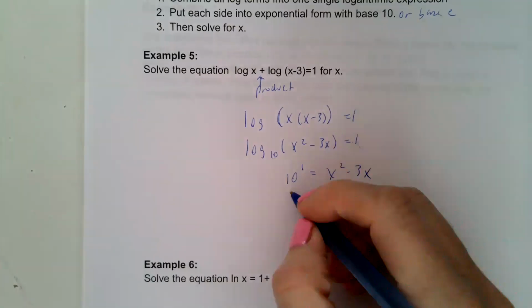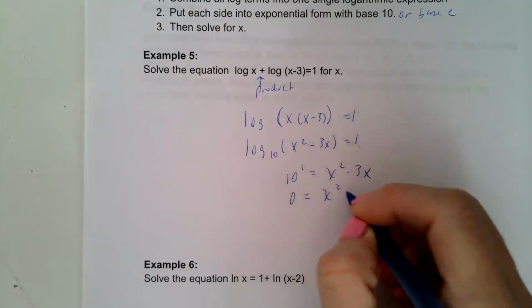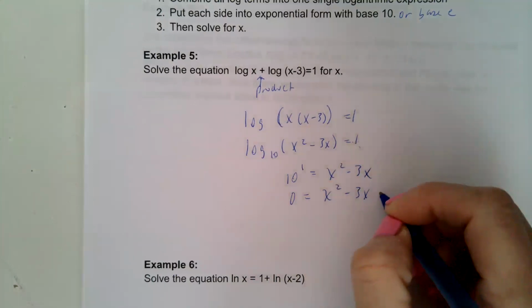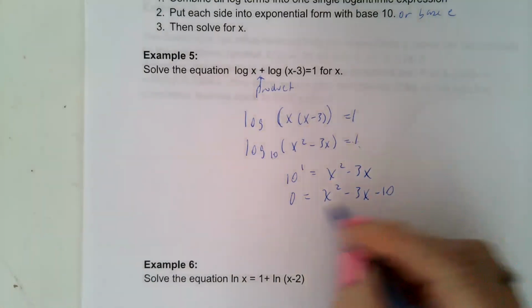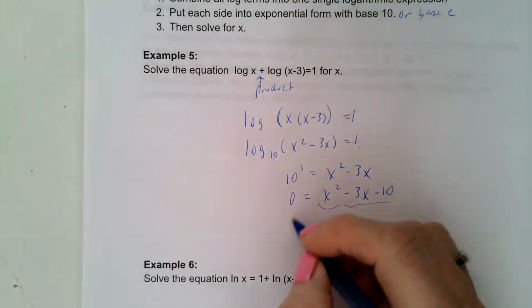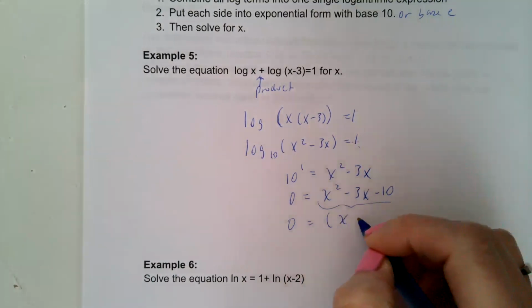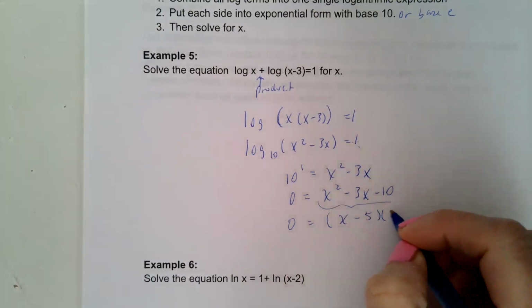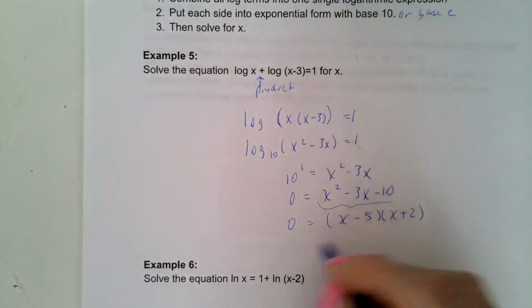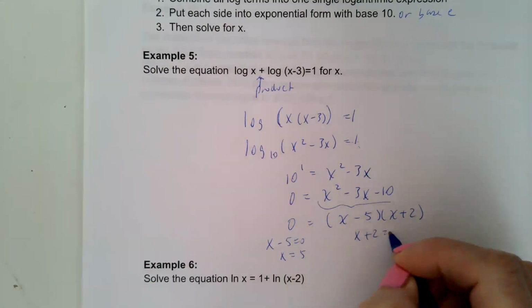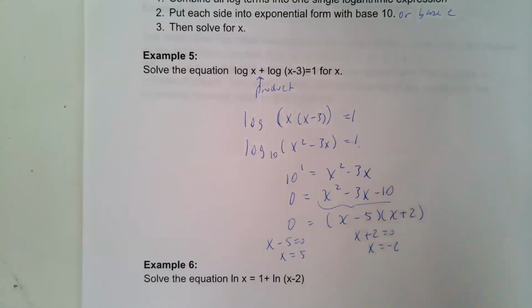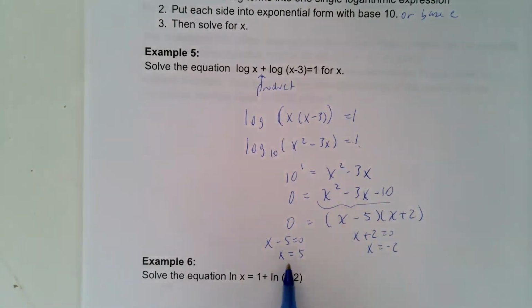So if we move the 10 over, we'll have it set equal to 0. So x squared minus 3x minus 10. And then the cool thing is this is a trinomial that we can factor. So we could factor that into x minus 5 times x plus 2 and set them equal to 0. And so x equals 5 and x equals negative 2.